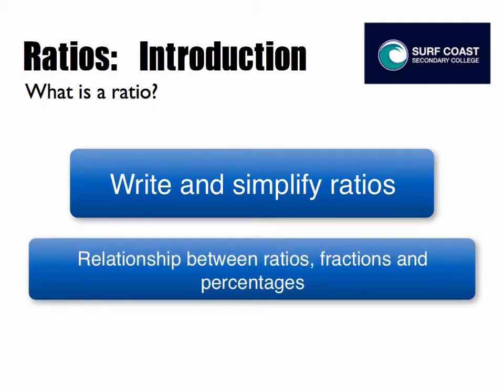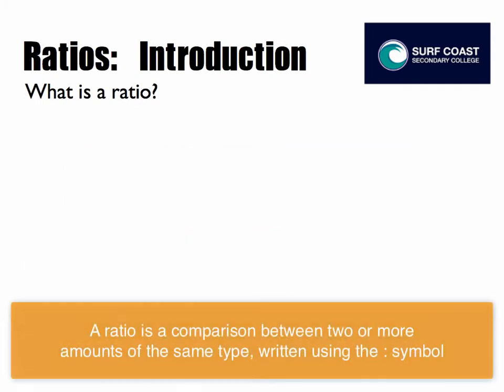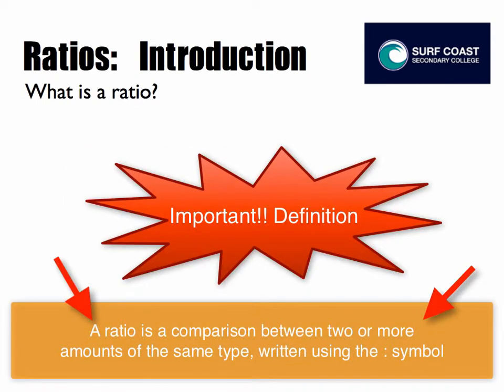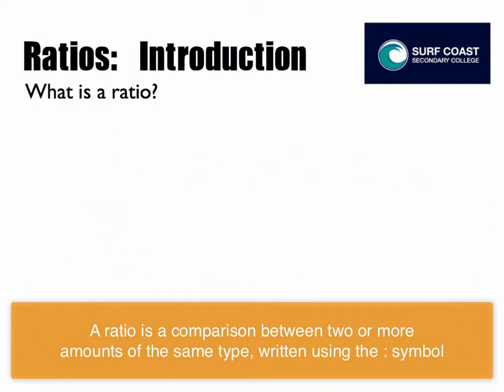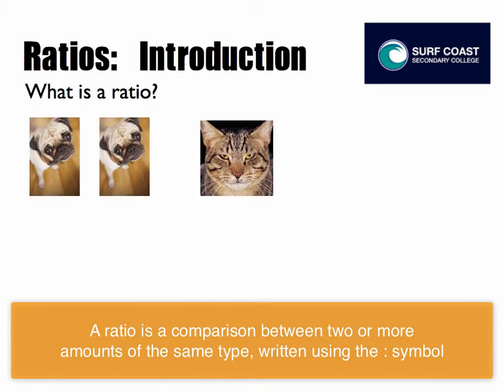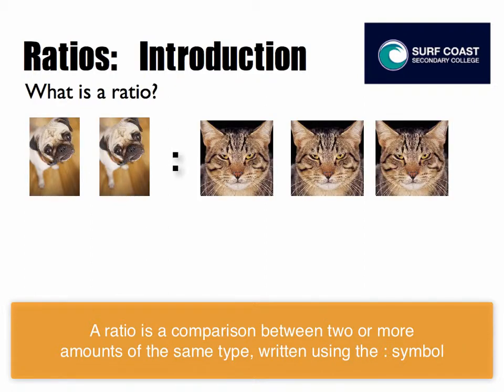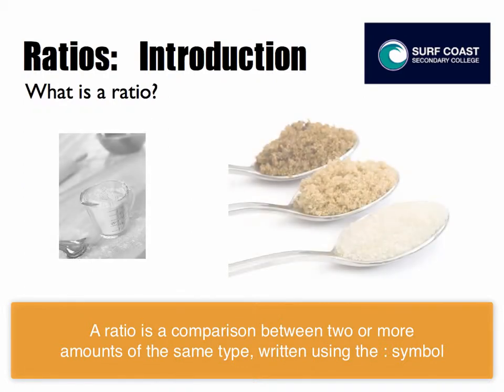So the first question to ask is what is a ratio? A really easy definition, or I think an easy definition of a ratio, is that it compares two or more amounts of the same type, written using the colon symbol. So it could be a comparison between the number of dogs and cats, or it could be a comparison between the amount of flour and sugar in a recipe.